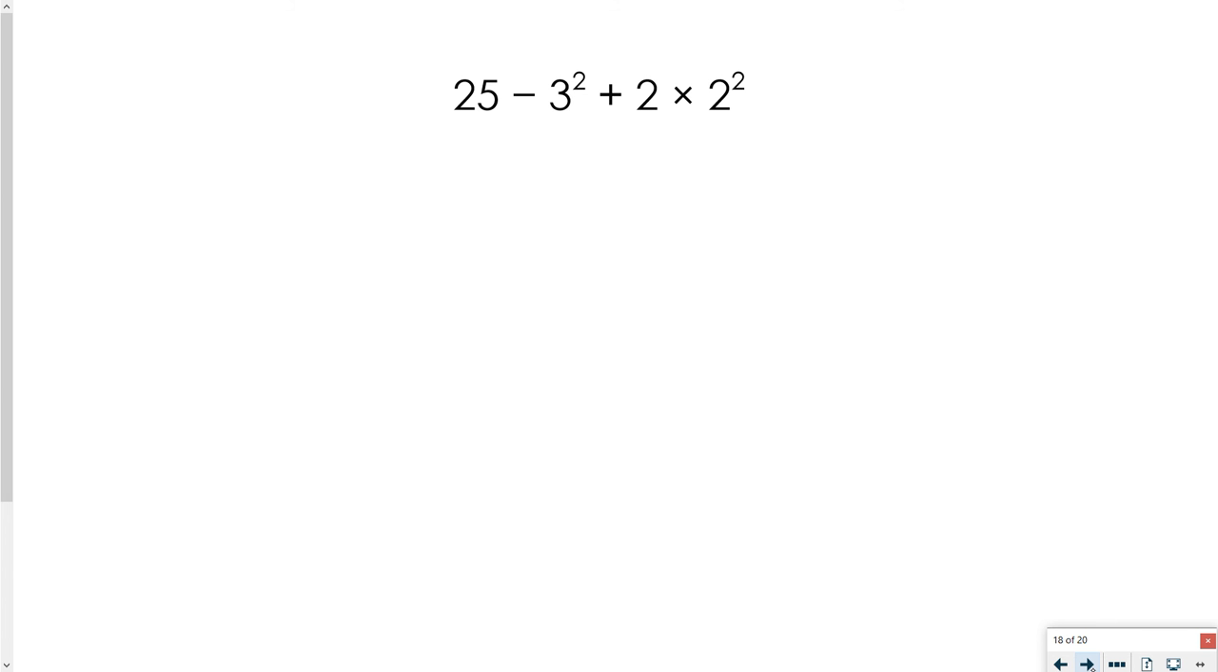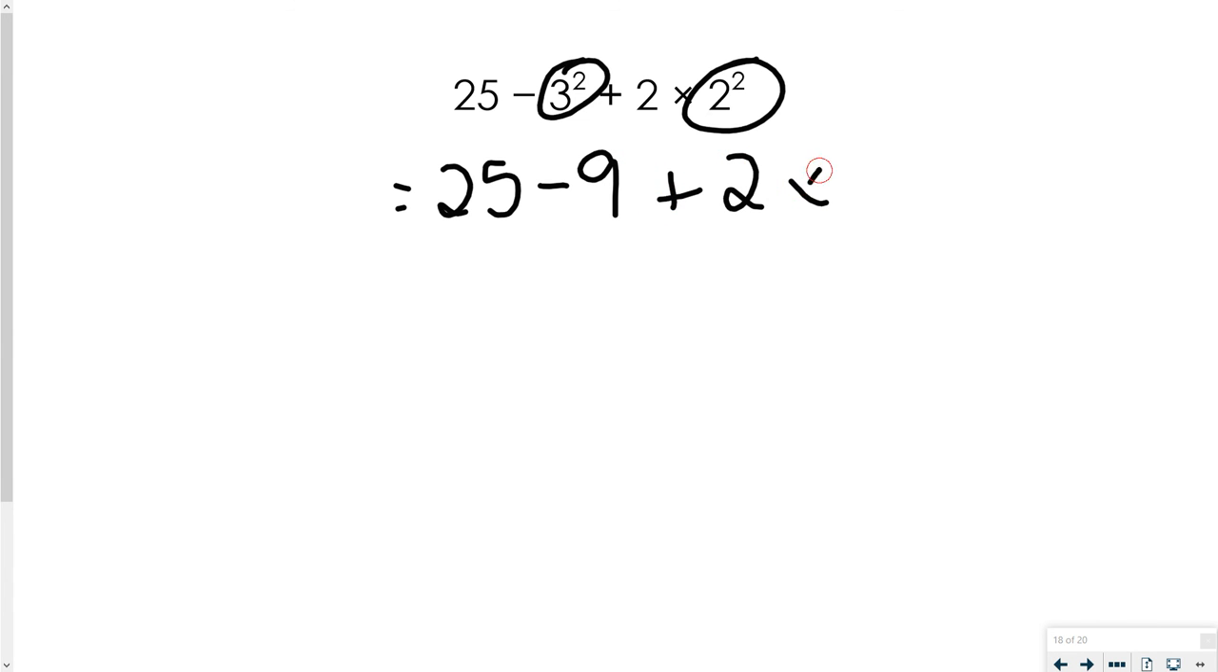Last one. Give that a try. Did you figure out which one to do first? You are correct. There are 2 exponents, so I would do both exponents at the same time. So I'll do this exponent and I will do that exponent. So I get 25, take away 3 squared is 9, plus 2 times 2 squared is 4.